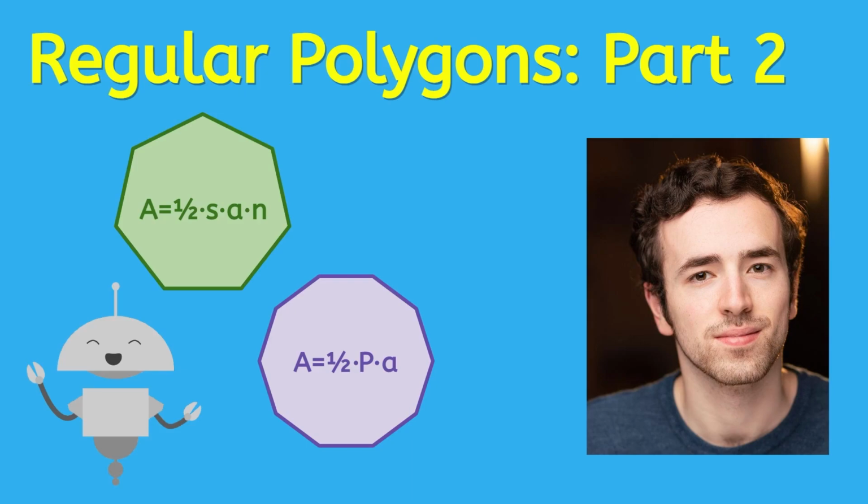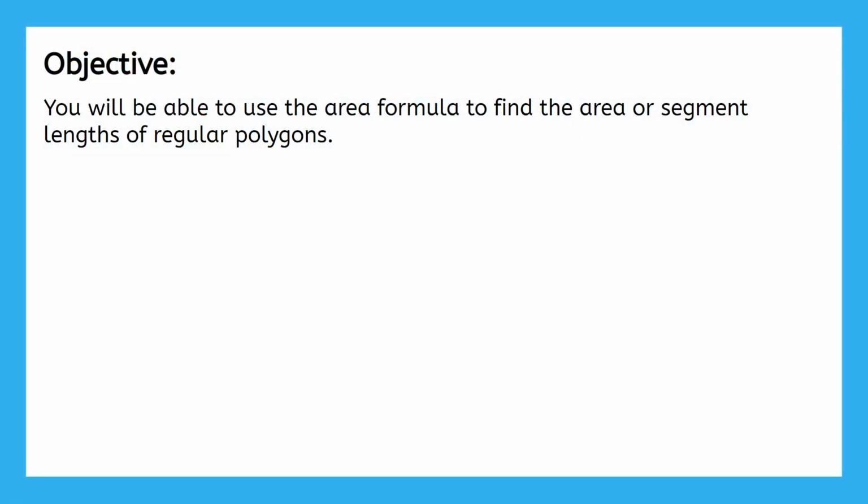In this lesson, we're going to be taking the exploration that you did in the previous lesson to solidify your understanding and go over the concepts together. Specifically, we're going to be discussing the area formula for regular polygons. By the end of this lesson, you will be able to use the area formula to find the area or segment lengths of regular polygons.